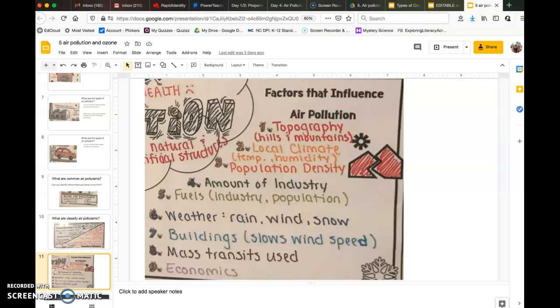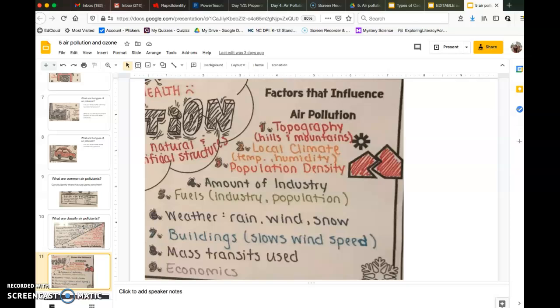Population density can also influence air pollution. A lot of people generally means a lot of pollution, whether that be in our air, whether it's trash, whether it's in our water system. So as our world population grows, or even if you think about the difference between pollution in a city and pollution in a rural area like where you live, our population really plays a part in our pollutants.